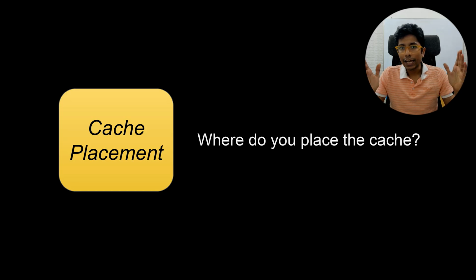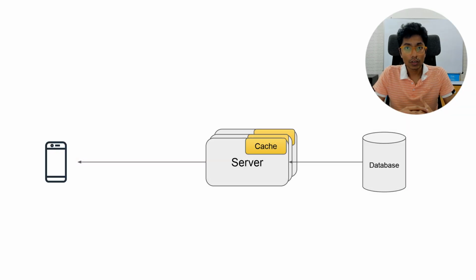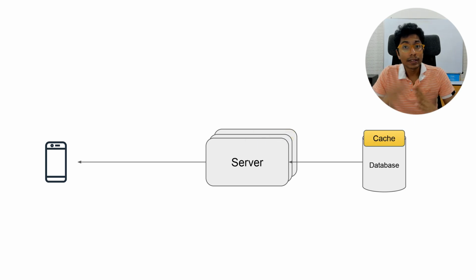Now, the last part about caching is, where do you place the cache? Do you place it in your servers? So that will be an in-memory cache. This can be a map, which is running along with your application. Or you could place it in the database. So the database is getting queries, and commonly used queries are going to be cached by the database itself in its server.